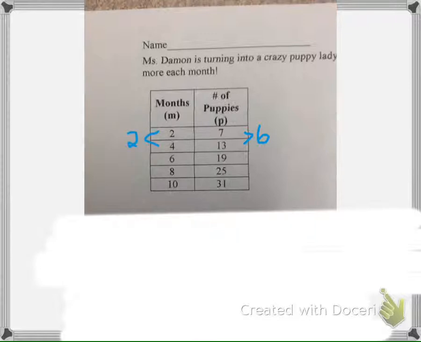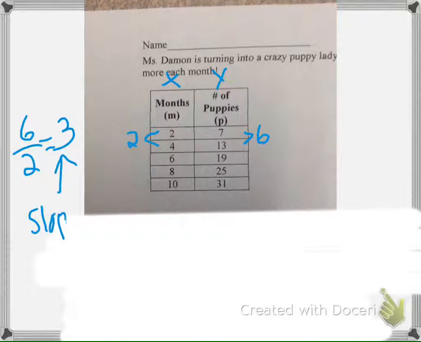Now, right away, I take those carets and I do change in y. Some of you are still messing this one up. Change in y is 6 divided by change in x, which is 2. 6 divided by 2 is 3. I just found my slope. This is my slope. So now all I have to do with my table is find the y-intercept.